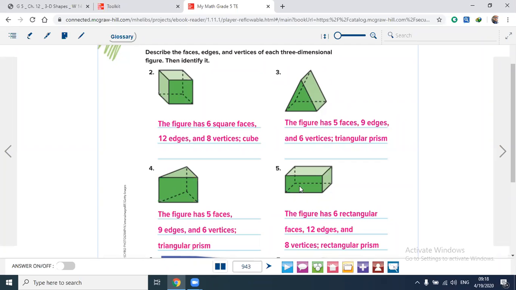Okay, number 5 looks like a cube but different. It has 6 rectangular faces, while here it has 6 square faces. That is the difference between a cube and a rectangular prism. It has 6 rectangular faces, 12 edges, and 8 vertices. It's called the rectangular prism. Okay.